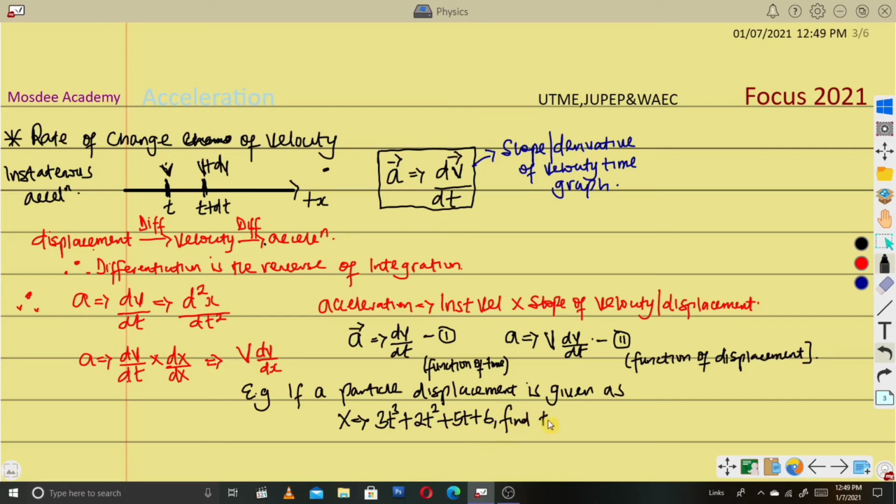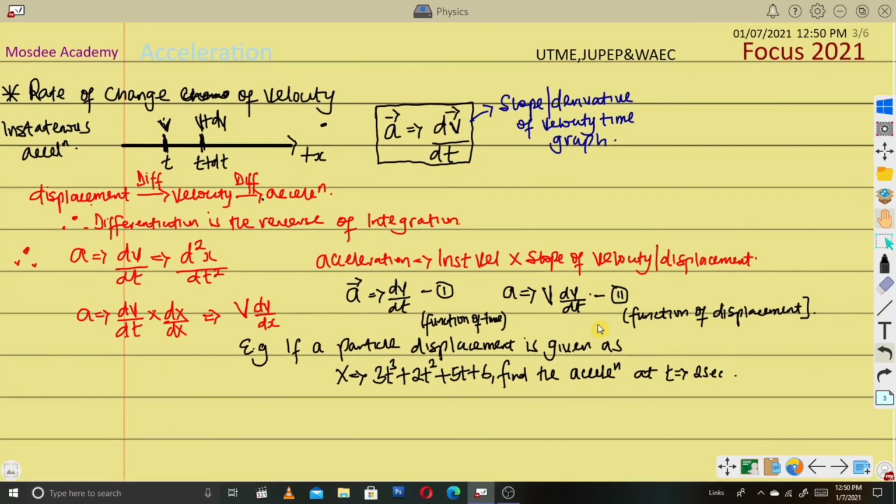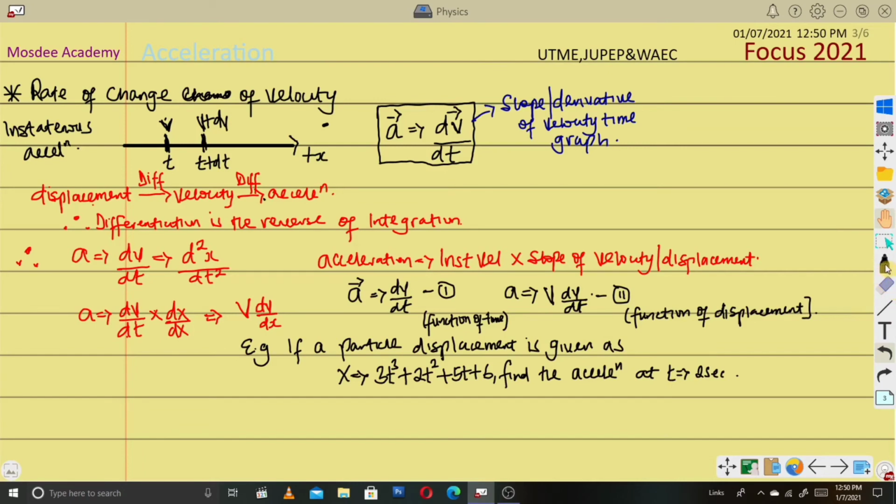Now the question is, find the acceleration at time t equals 2 seconds. To solve this, my dear students, from what I have explained, you have to consider the parameters given by the examiner. In this case, the examiner gave us displacement and time. We know when we differentiate displacement with respect to time, we have velocity, and when we differentiate velocity with respect to time, we have acceleration. So we are going to differentiate twice, and this is sufficient.